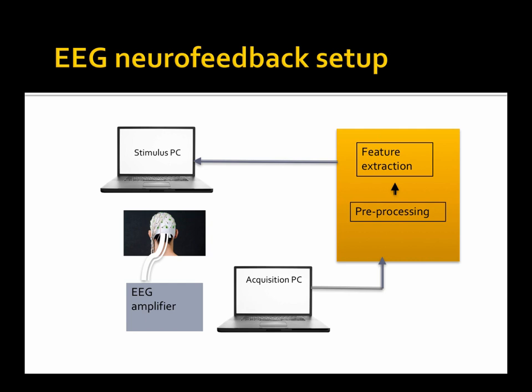So anyways, the system for EEG neurofeedback would be, let's see if I can get the mouse, we have the stimulus computer, and a subject with a cap with electrodes, which will connect to an EEG amplifier that will be connected to an acquisition PC. Then you will have, either in the same computer, the stimulus computer, the acquisition computer, or a separate unit, some pre-processing and feature extraction. So that always needs to be done.